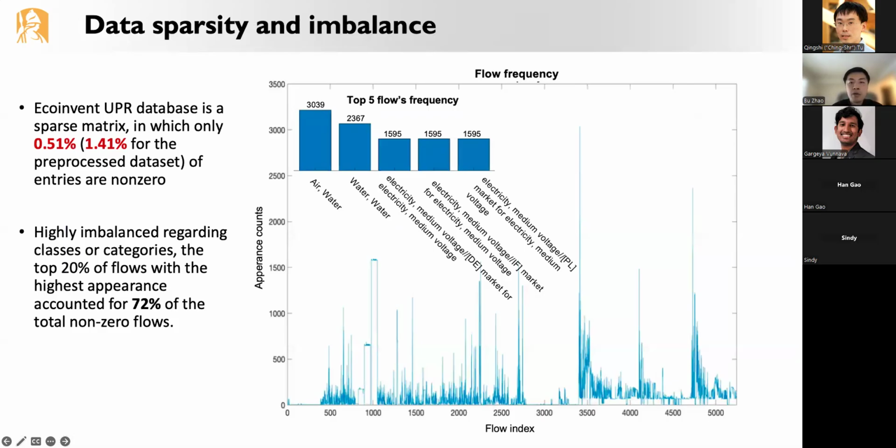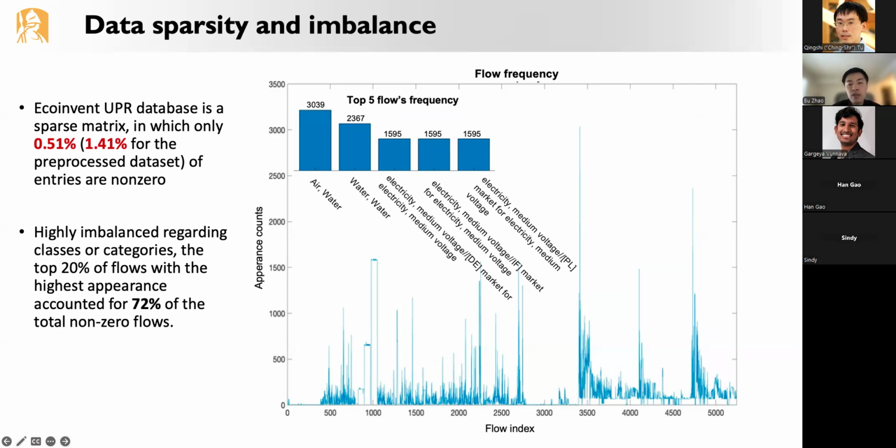Although this baseline model demonstrates great potential for estimating this kind of missing data, there are still some challenges that we have faced during the model training and in the modeling framework. This kind of challenge first comes from the unique structure of the UPR dataset. We have taken a look at the flow appearance and process appearance in the original UPR dataset. We can see here that the UPR dataset only includes the on-site energy and resource use and emission data for each process.